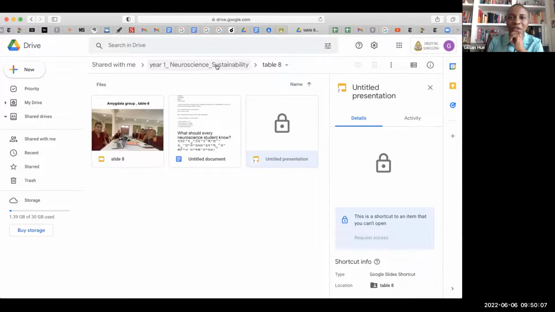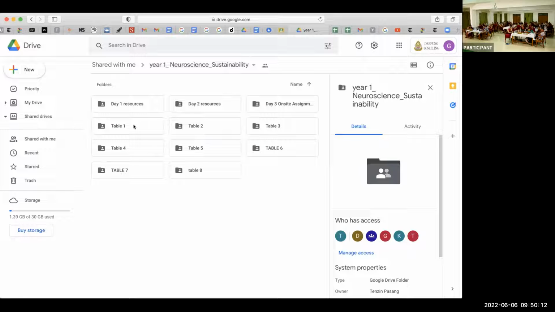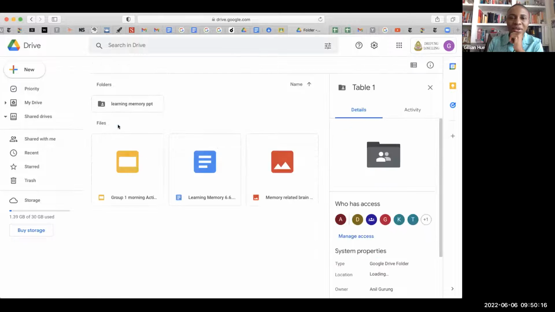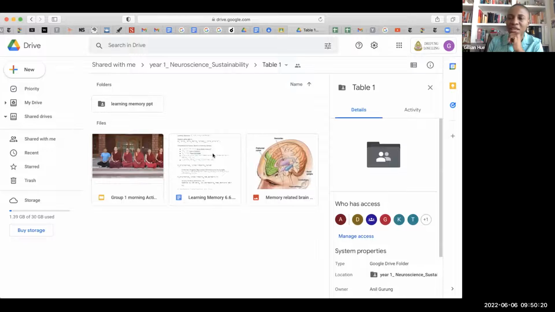Okay. Well, while they are figuring that out, maybe then go to group number 5. I was going to go with table 1. Okay, table 1. They also have the same as table 8. So if we start here, then we can go back to table 8 after.